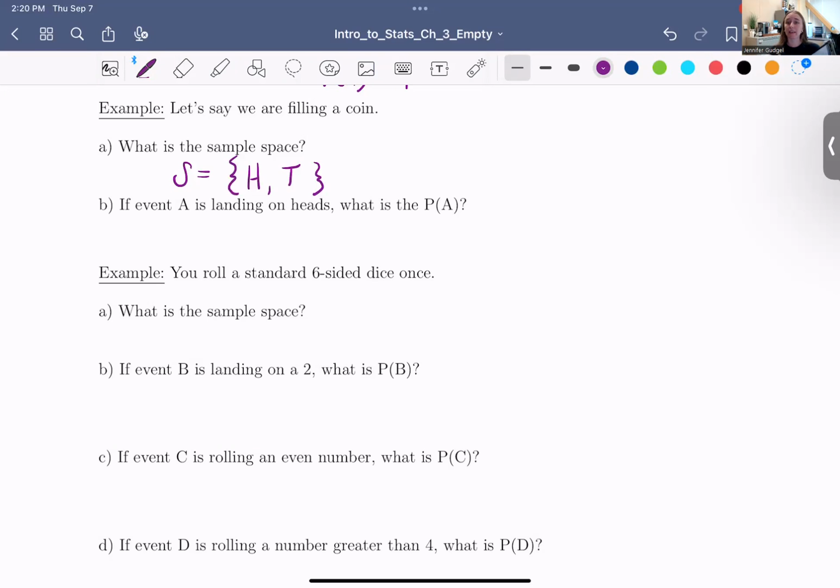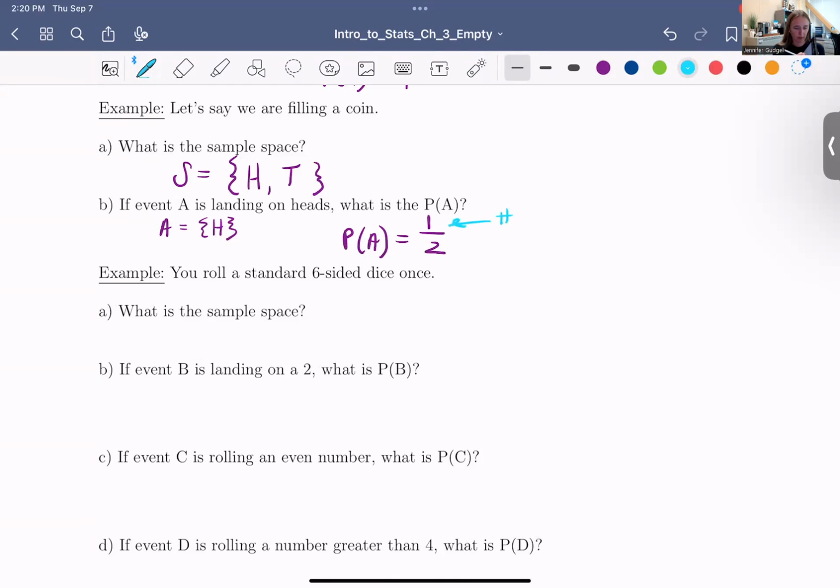If event A is landing on heads, then what is the probability of A? What is P of A? Well, let's ask ourselves, what's in event A? Okay, I know this one is a little redundant because it's such a small example, but event A is only the possibility of landing on heads because we defined it as landing on heads. Therefore, the probability of event A, or the probability of landing on heads, is 1 out of 2.